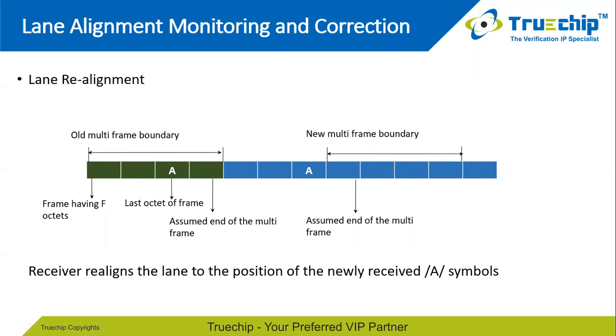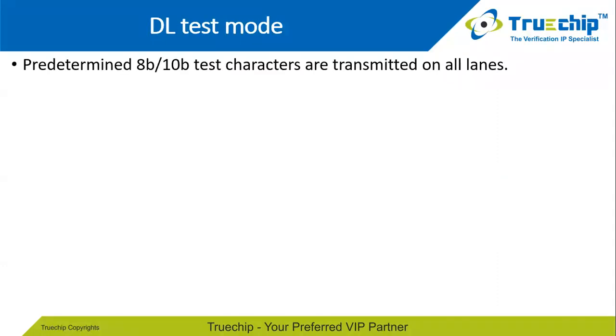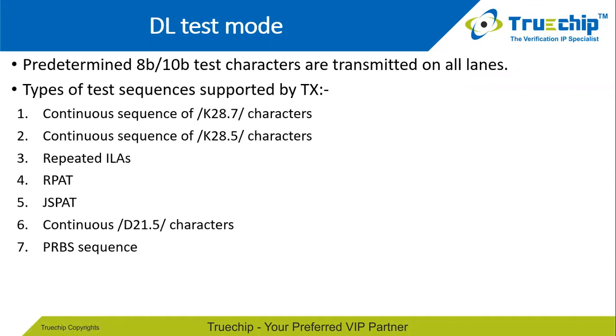So moving on to the next slide. The next feature of the 8-bit NB link layer that we are going to discuss is the DL test mode, where predetermined test characters are transmitted on all the lanes of a link. Also, here is a list of various types of test sequences that are supported by the transmitter.